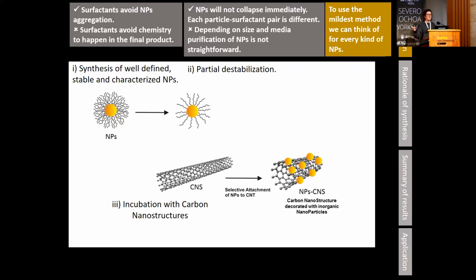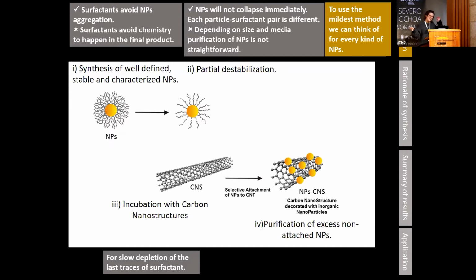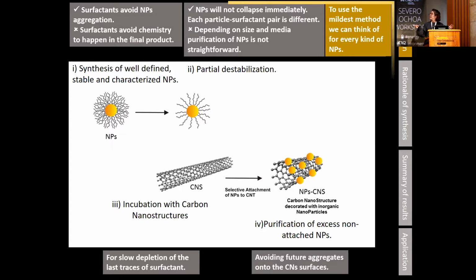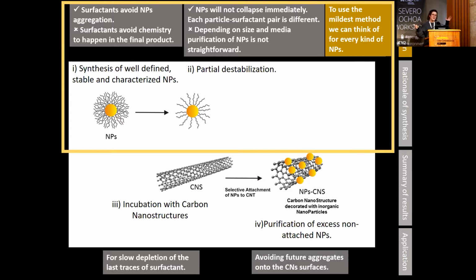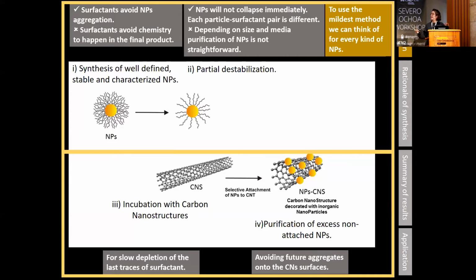After this, we have incubated them with the carbon nanostructures that can be graphene or carbon nanotubes or graphene oxide. In this way, we have a slow depletion of the last traces of surfactant that we have. And afterwards, if we have an excess of particles, we will wash them, because if not, we will have aggregates of particles onto carbon nanostructures, and we don't really want that. By doing this, we can separate between the part that concerns the particle and the part that concerns the hybrid that we want to create.